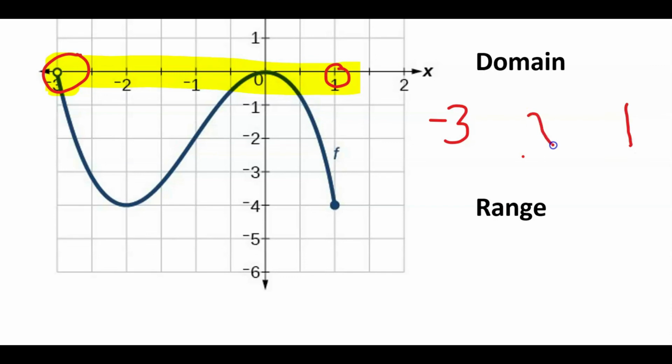Domain's always talking about x, so I'll have x in the middle. So I would say my domain is greater than -3, but I will not put a line under that because you'll notice that the open circle right here is just going to be a regular less than. But over here we have a closed circle, so it's going to be less than or equal to +1. So that's what you'll expect to see when we're talking about domain and range of a function.